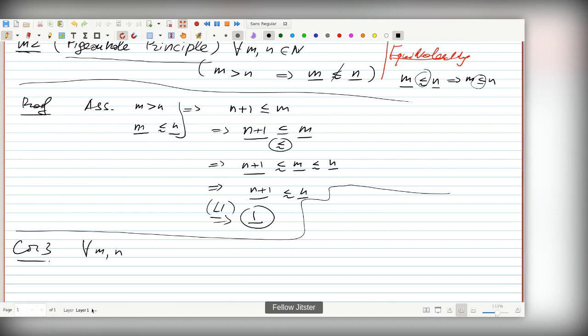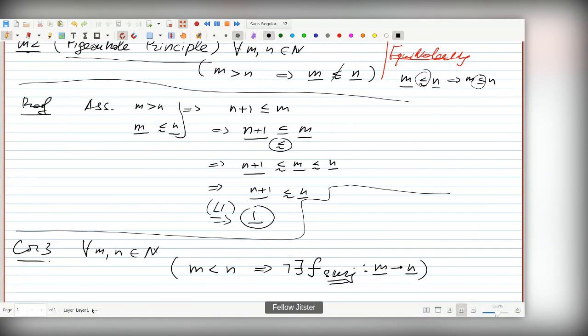For every two naturals M and N, if, say, M is less than N, then there is no surjection, let's call it F, from M underlined to N underlined. So there is no surjection from lesser set to a greater one.